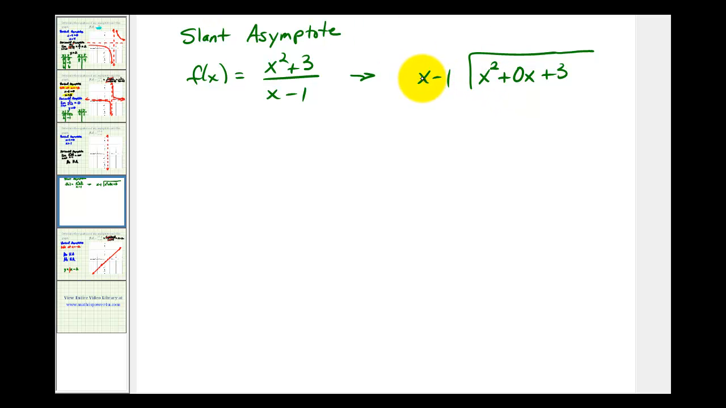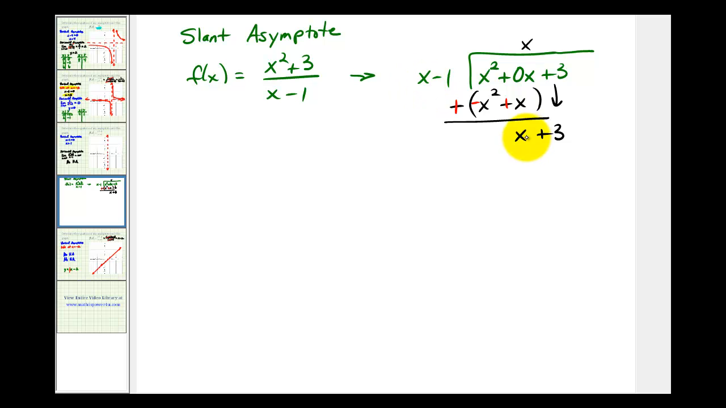So x times x will give us x squared. Now we'll determine this product. We'll have x squared minus x, but we need to subtract, so instead we'll add the opposites. We change this to addition, change this to a negative, and change this to plus. So this is actually going to be a positive x. You bring down the next term, that's plus 3.